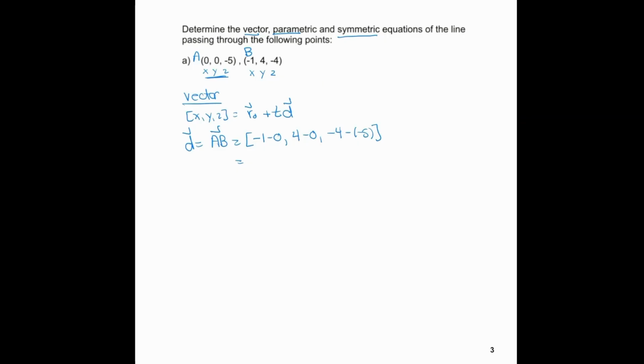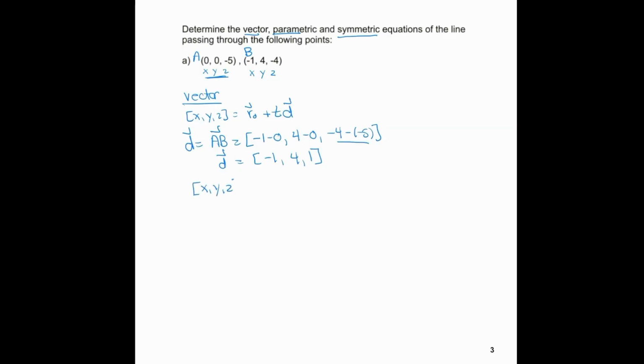That gives us our direction vector AB of negative 1, 4, and negative 4 minus negative 5 becomes negative 4 plus 5. That gives us a value of 1. So we have our direction vector. We also need a position vector, R naught, which can be either point on a line. So let's use point A. So let's put this all together.